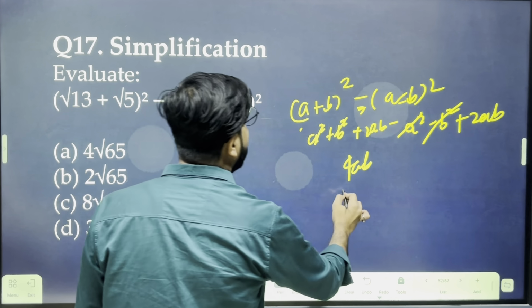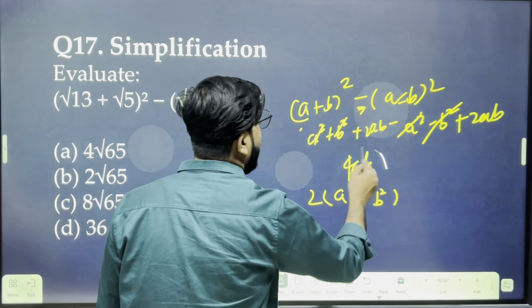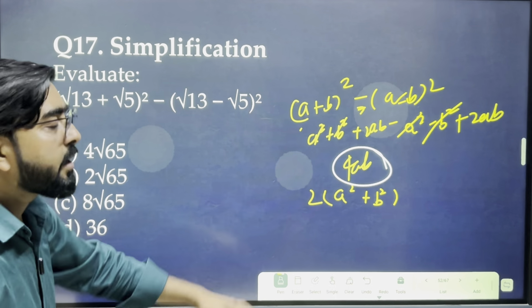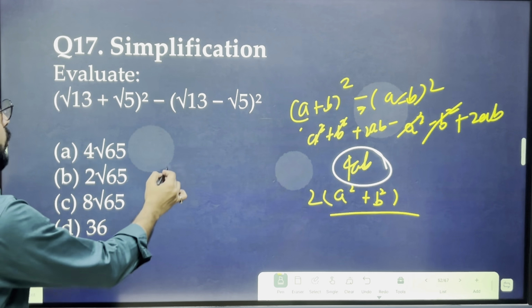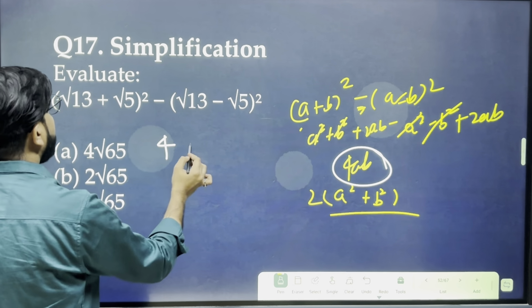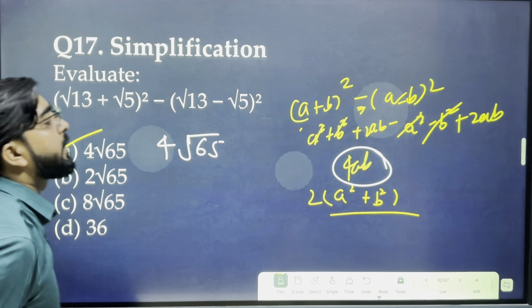In the case of plus, it happens a square plus b square 2 times. Always remember, in the case of minus 4ab, and in the case of plus 2 times a square plus b square, that happens. So 4ab, 13 into 5, 65. Answer number A. Next question.